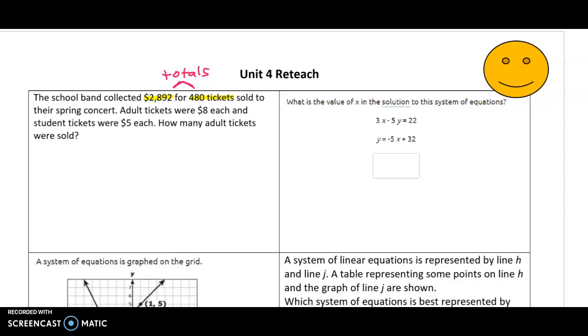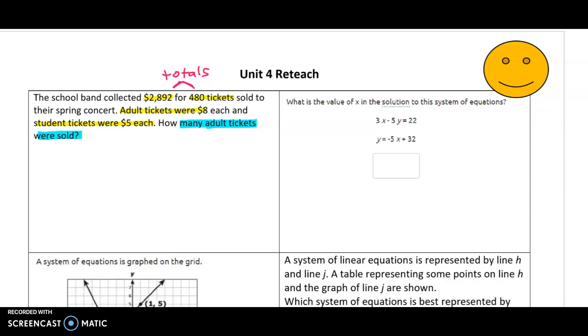Adult tickets are $8 and student tickets are $5. And the real important part is the last sentence. A lot of us are not reading that. How many adult tickets were sold? Okay, so keeping that in mind while we're doing this.